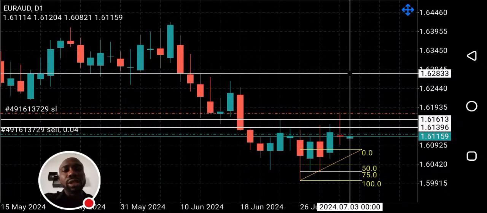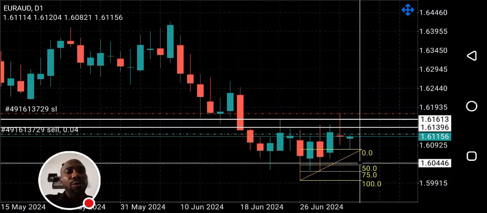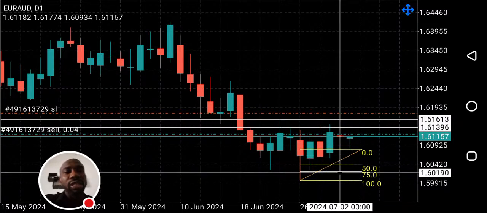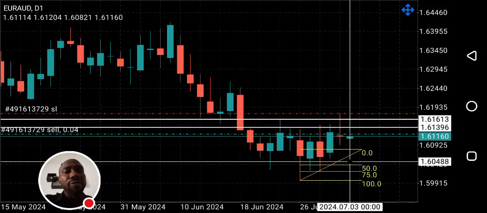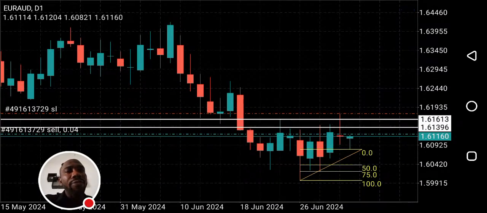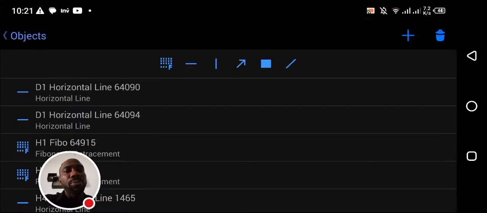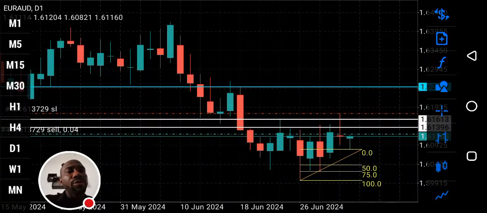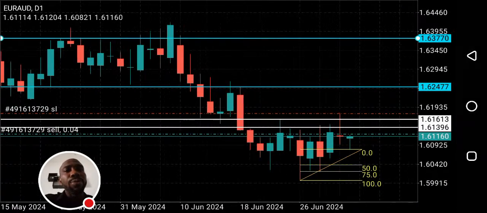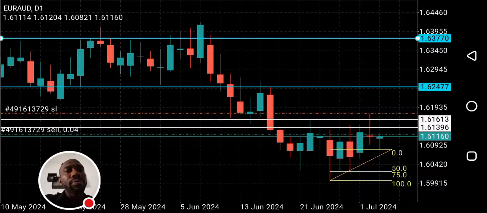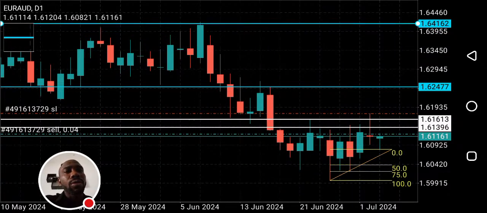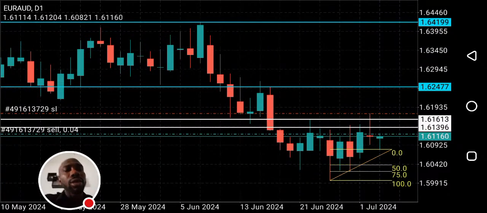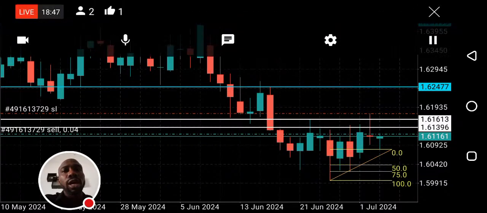You can see I'm currently selling. This is my target for the sell trade, this is my TP for the sell trade. Then from this point, I'm going to buy. It's going to be a long trade. This will be my first TP, and this will be my second TP. So that's my take on Euro Australian dollar.